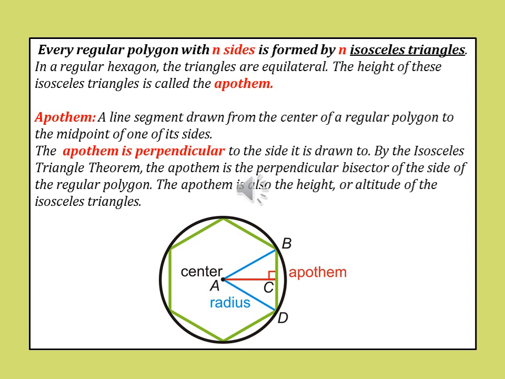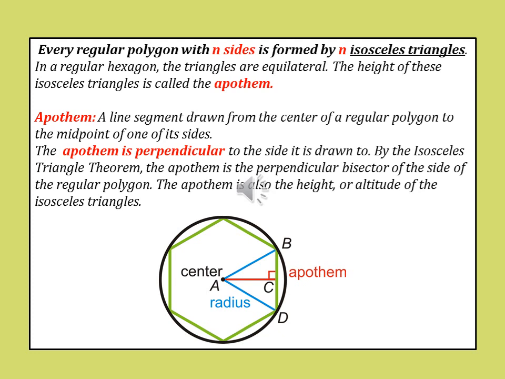Remember, the height of these isosceles triangles is called an apothem. The line drawn in red, line AC, is called an apothem, or actually, the perpendicular height of each of the isosceles triangles. For instance, in the figure below, we have the isosceles triangle BAD, and the perpendicular height of BAD is AC, the one in red, and it's the one we are calling an apothem.